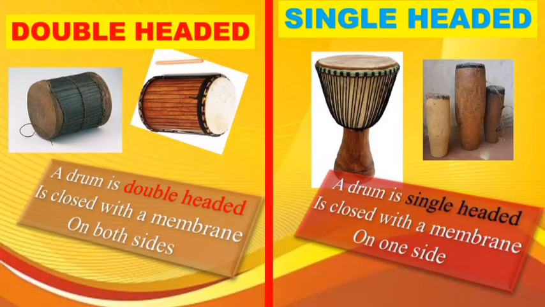Some of the drums are either covered on one side or covered on both sides. The ones that are covered on both sides are called double-headed. Double-headed is closed with a membrane on both sides. The ones that are not covered on both sides are called single-headed. Single-headed is closed with a membrane on one side.